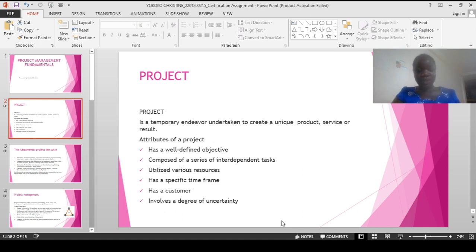Then we have utilization of various resources. In a project, of course, there will be need for use of various resources. Then it has a specific time frame. You should be in position to schedule, like this project will run for this long. That is also another attribute of a project. Another attribute is that it has a customer, and it involves a degree of uncertainties. Those are some of the attributes of a project.